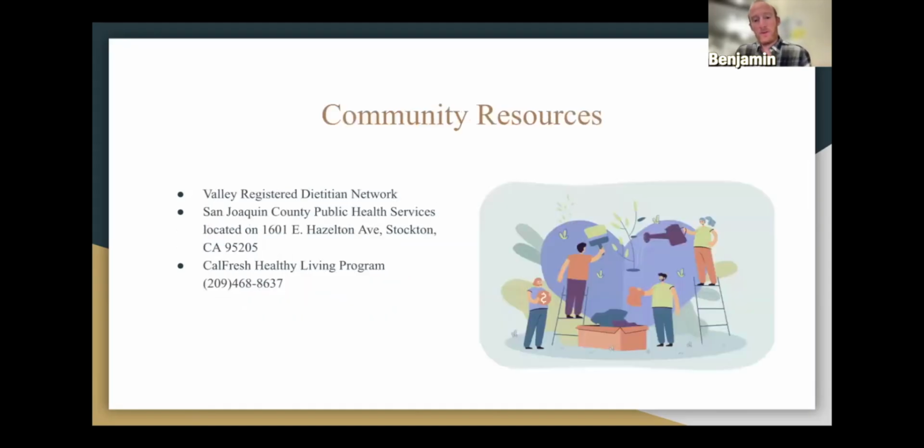So some community resources that are available around here. We have Valley Registered Dietitian Network. We also have San Joaquin County Public Health Services, and also CalFresh as well.